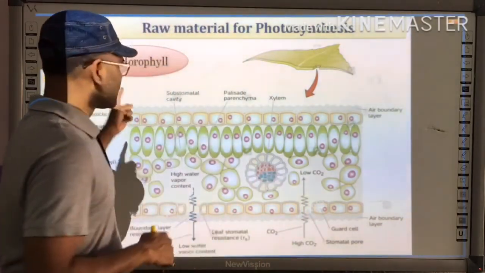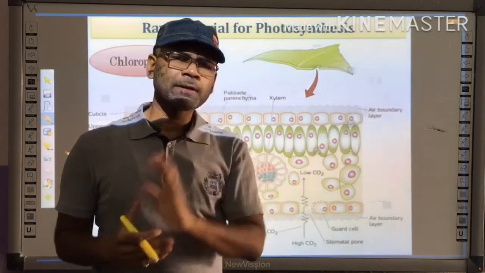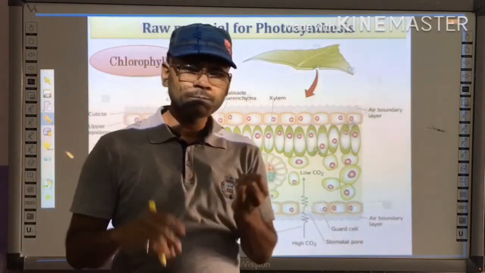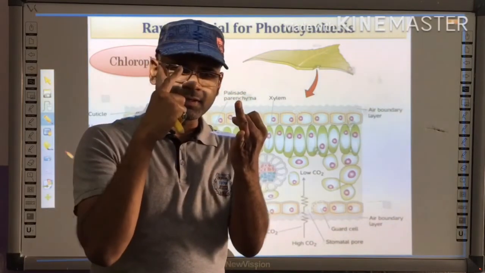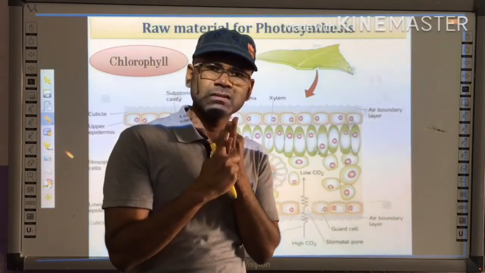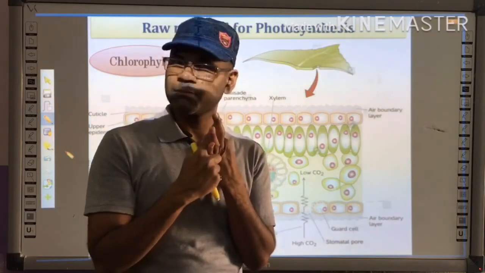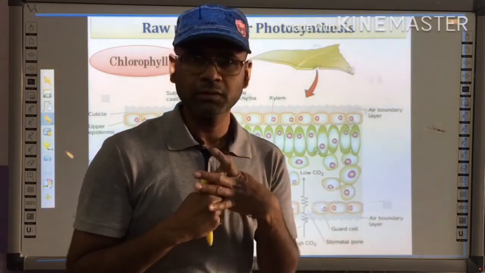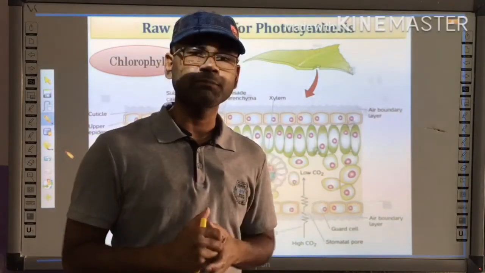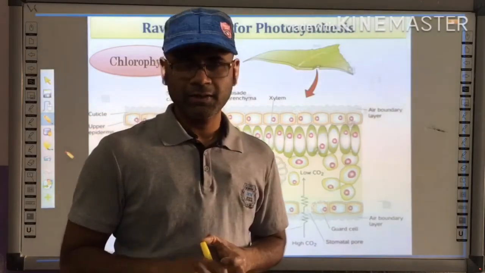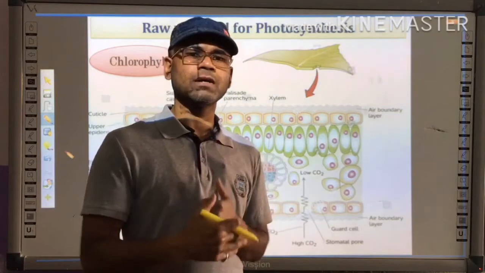So the first important raw material which is required, there are 4 important raw materials which are required. Okay, let me tell you. First one is chlorophyll, then second one is carbon dioxide, important gas, then it is sunlight, very important, and then it is water. So these 4 raw materials are required for starting the process of photosynthesis, right? Now in this topic I am discussing how they are important.